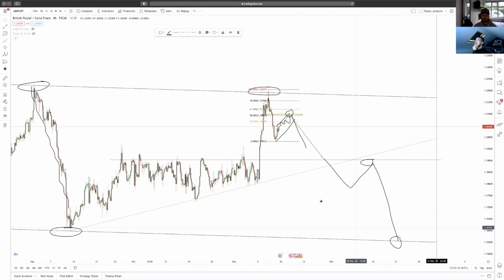We're looking for some sort of pullback into the 50% retracement to then look for further continuation to the downside.